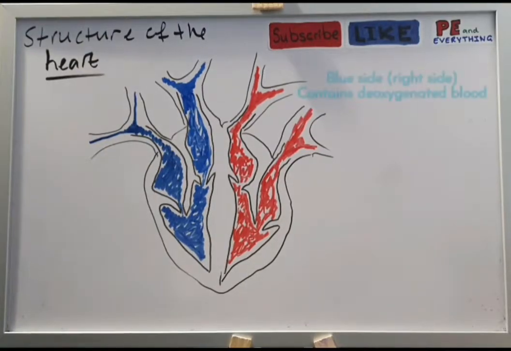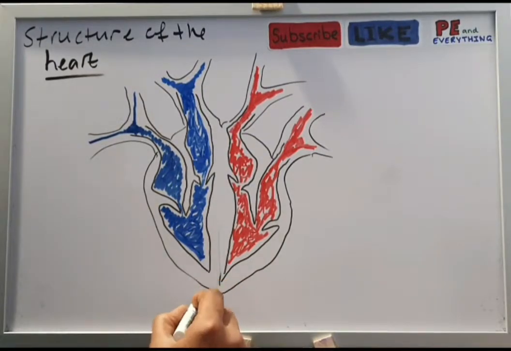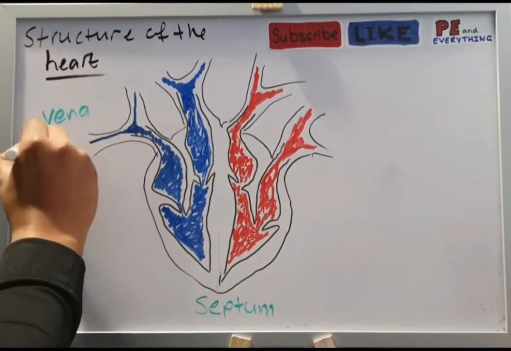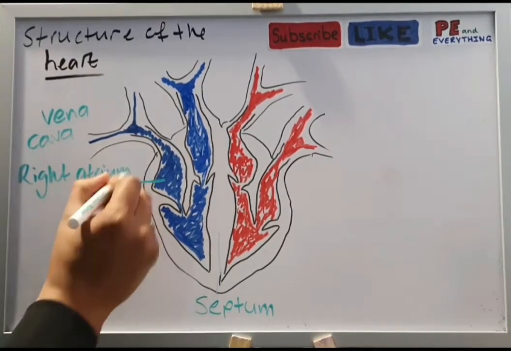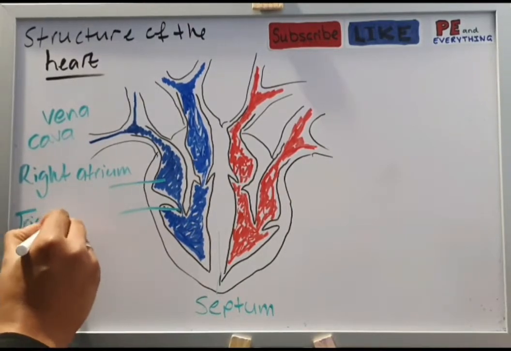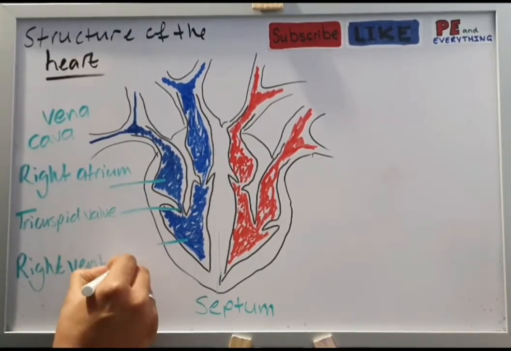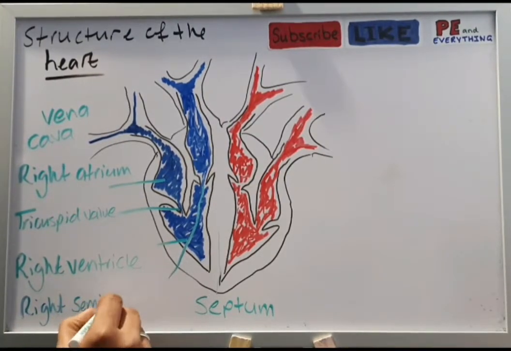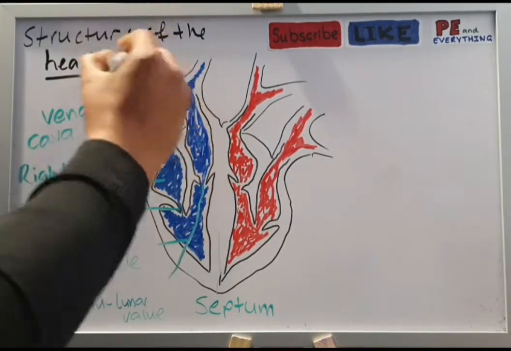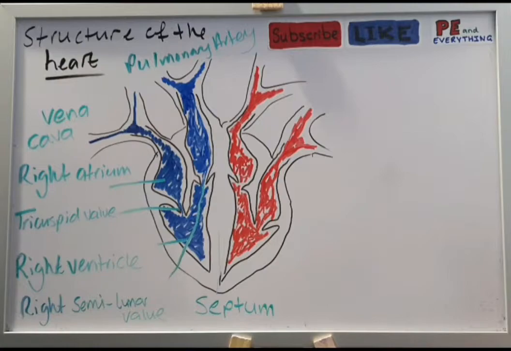So the red side, the left side, contains oxygenated blood, and the blue side, the right side, contains deoxygenated blood. The central bit of the heart is called the septum, which separates the deoxygenated and the oxygenated blood to stop them from mixing. So we have the Vena Cava, the main vein. This chamber, the first chamber, is the right atrium. This valve is called the tricuspid valve. Then we have the second chamber, which is the right ventricle. This valve doesn't really get a mention, it is the right semilunar valve. Then it goes out of the heart via the pulmonary artery.